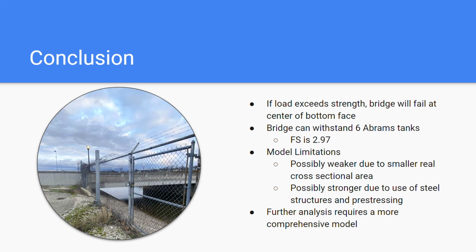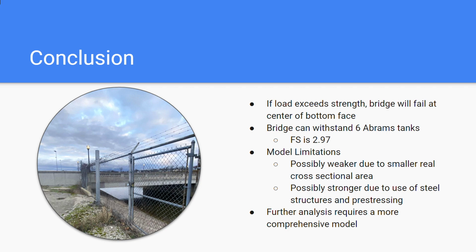According to our simplified model, Chevrolet Avenue Bridge is most likely to fracture at the center of the bottom face if it was subjected to load in excess of its strength. In addition, the bridge should be strong enough to withstand the 6 Abrams tanks with a factor of safety of 2.97. That said, our model doesn't come without limitations.